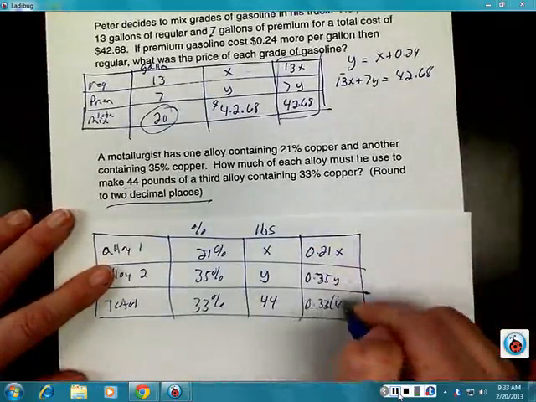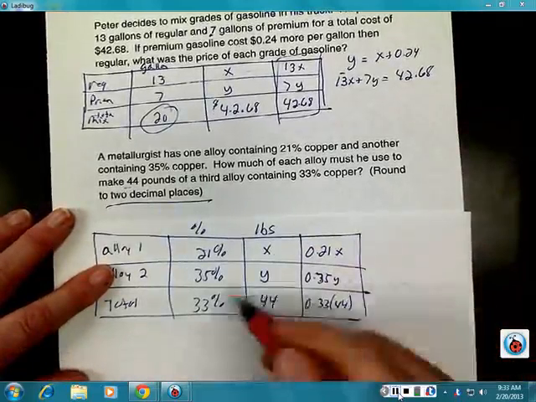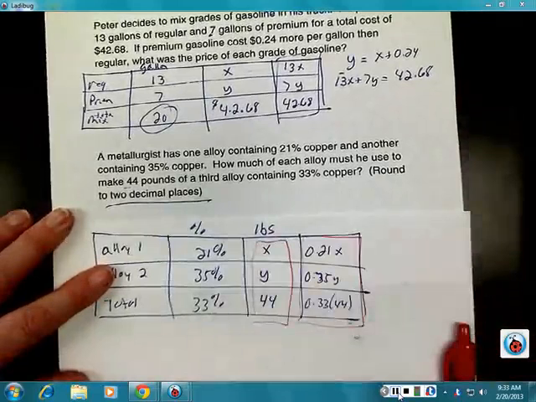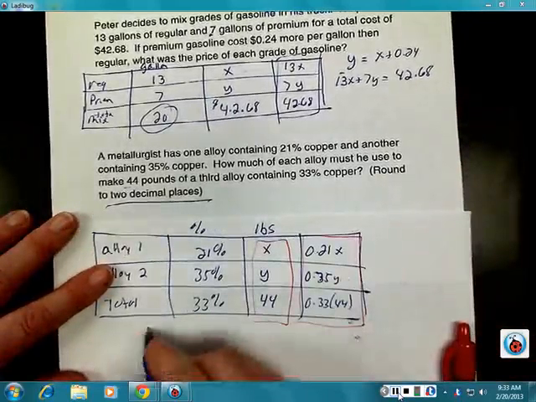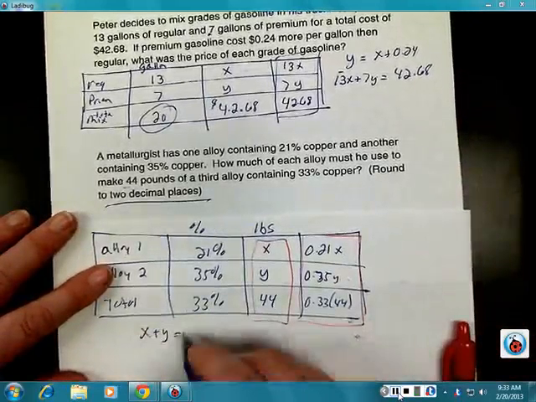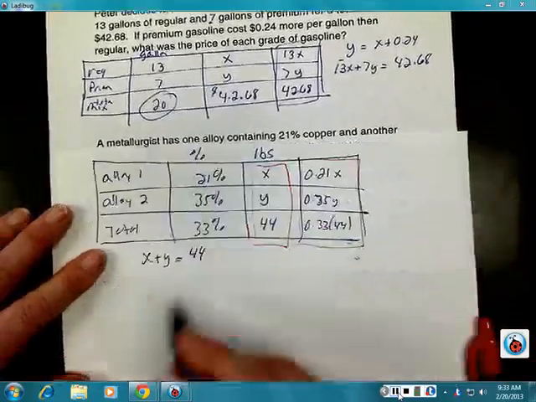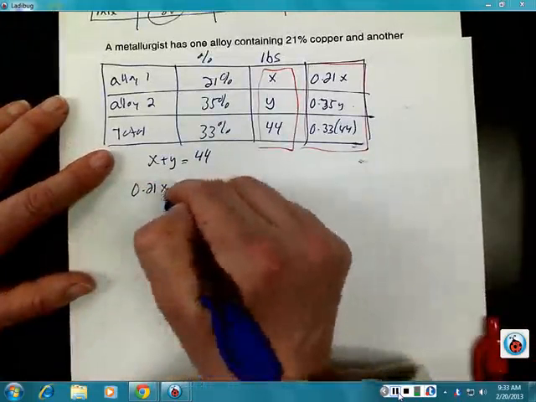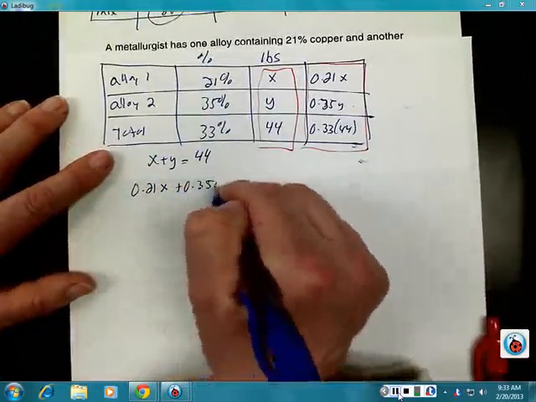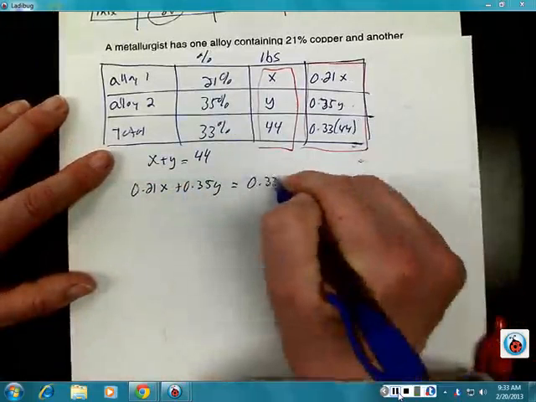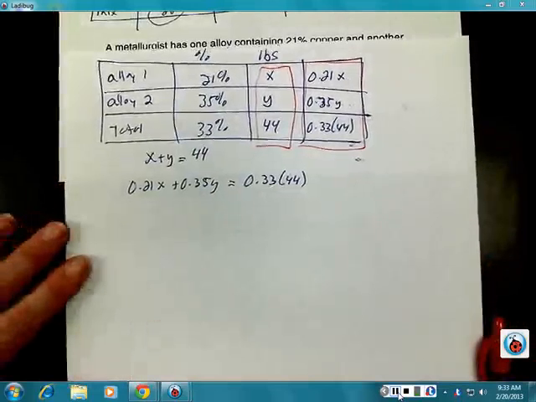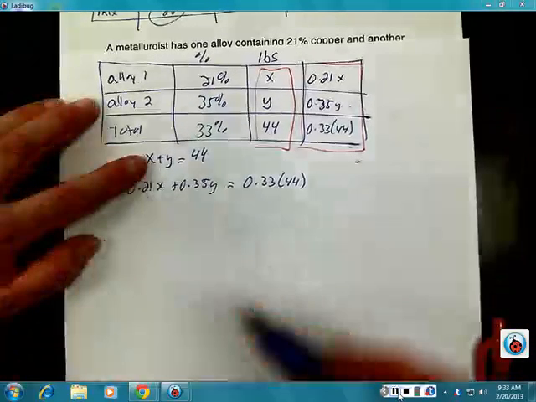0.21x, 0.35y, and 0.33 times 44. And so my 2 equations, one's there, the other one is at the end. And so x plus y equals 44. 0.21x plus 0.35y is equal to 0.33 times 44 to be your values in there.